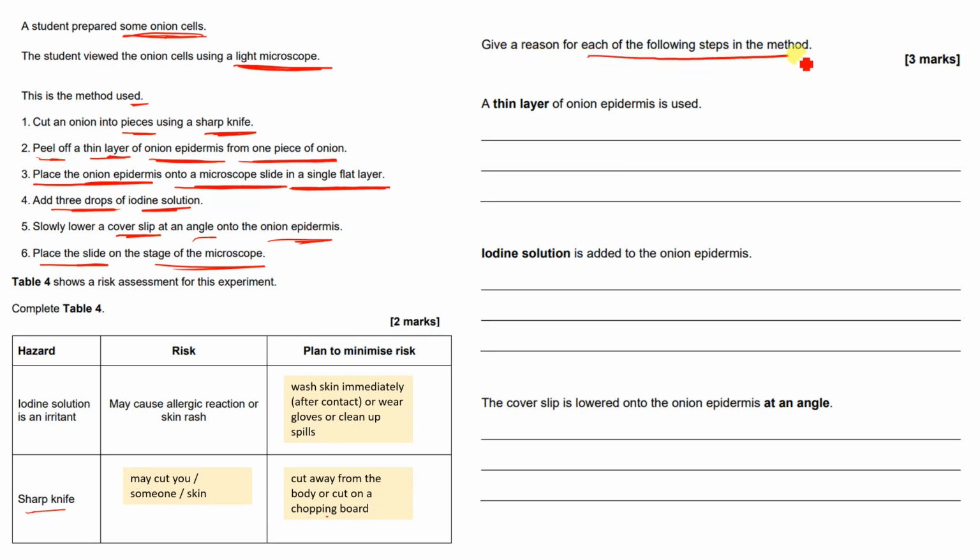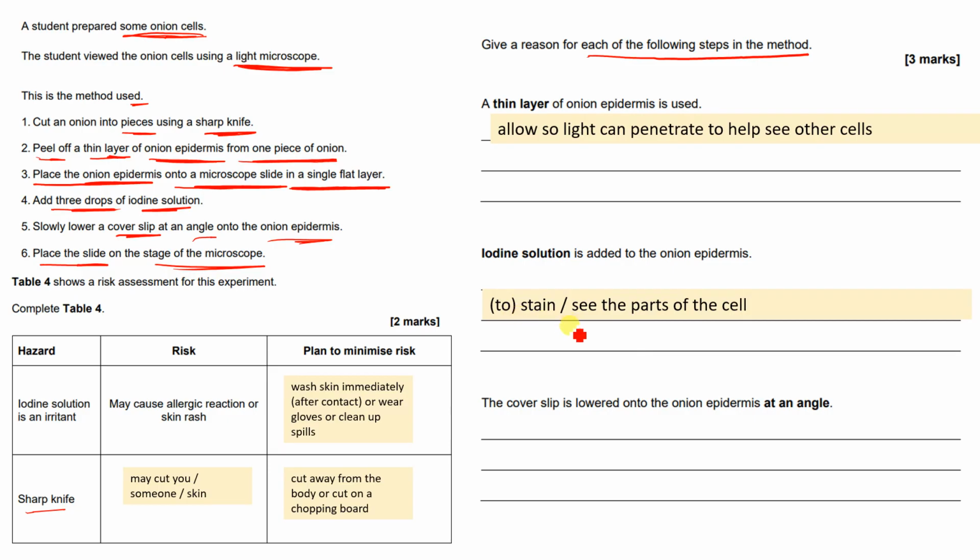Now, give a reason for each of the following steps in the method. A thin layer of onion epidermis, so light can easily penetrate, so it can help you see the cells. Iodine solution is added to the onion epidermis, to stain, so you see the different parts of the cell. Now, the cover slip is lowered, to remove any air bubbles in the slide.